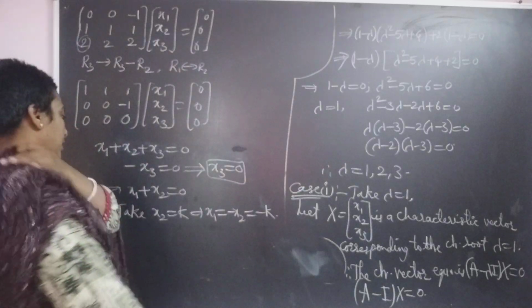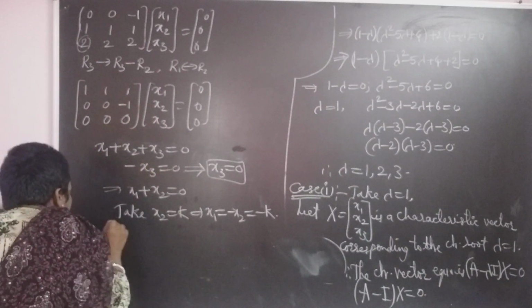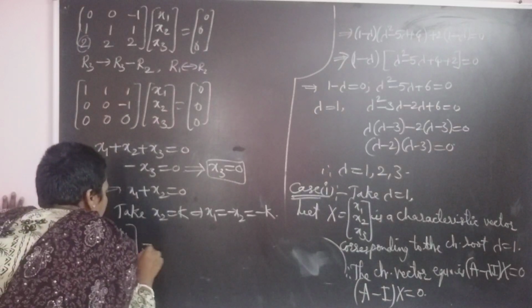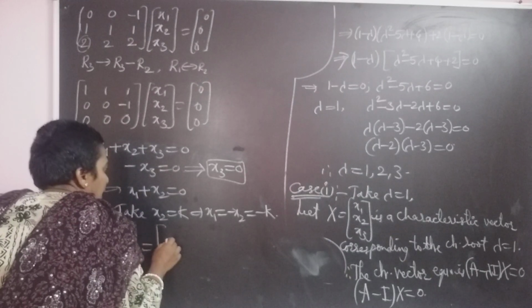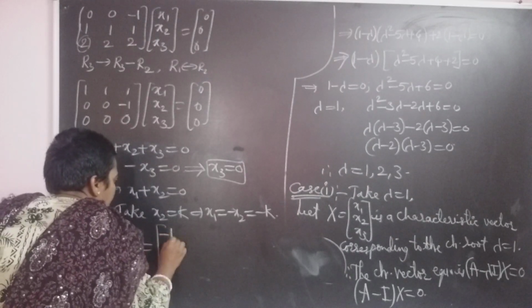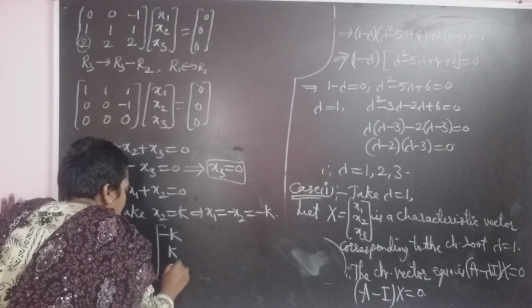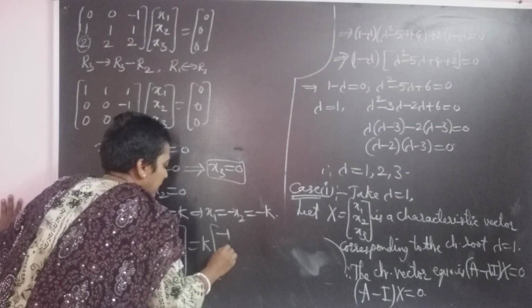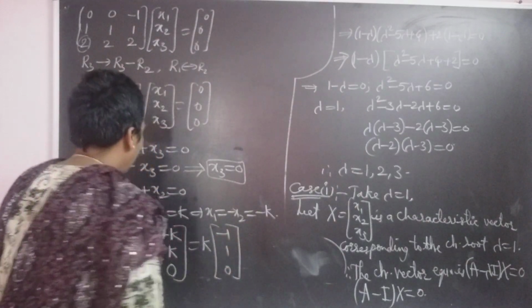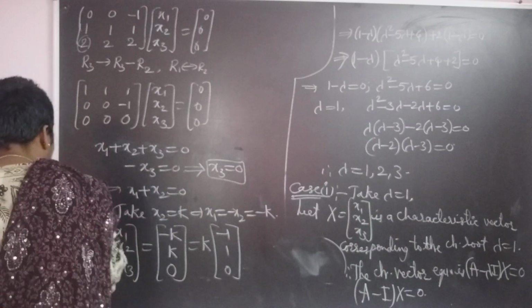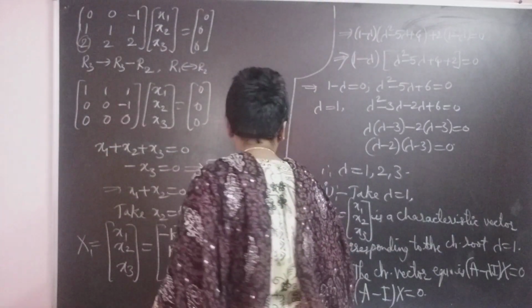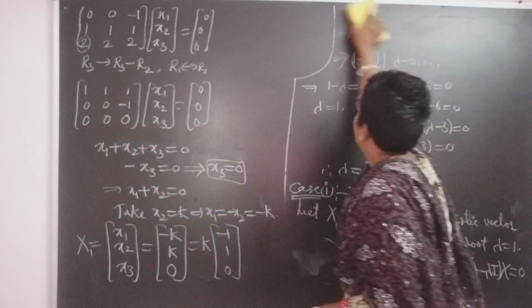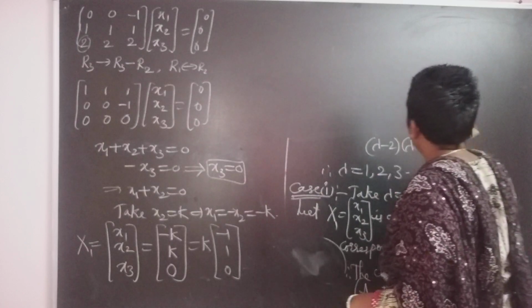Therefore the characteristic vector is X equal to x1, x2, x3, that is x1 is minus k, x2 is k, x3 is 0. Taking k outside, minus 1, 1, 0. This is the x1 vector, let it be x1 for lambda equal to 1. Next we can find out lambda equal to 2.